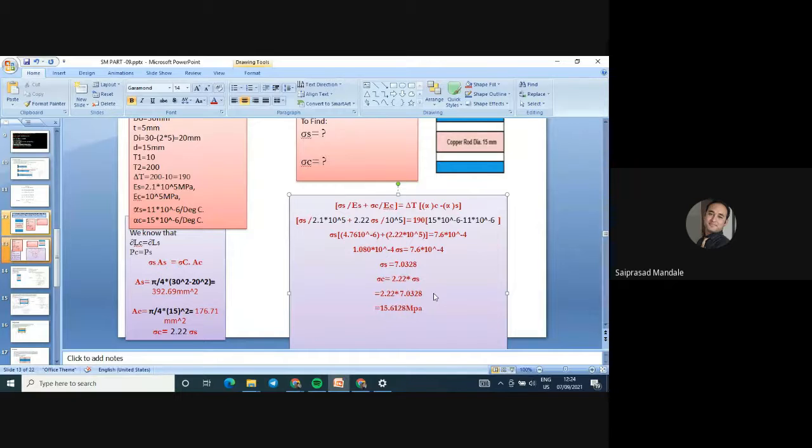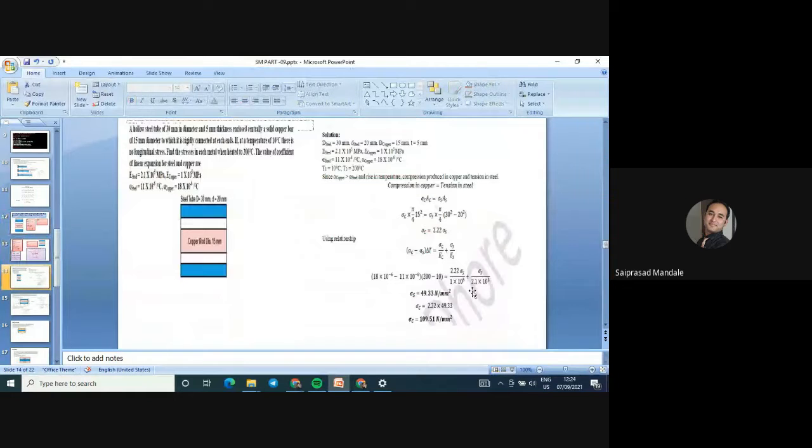This answer I have with me, but what is your answer? Tell me in the chat box, or you can unmute. Let me check the answer. My answers are something different, and the answers we have calculated are something different. 18. What is that 18?